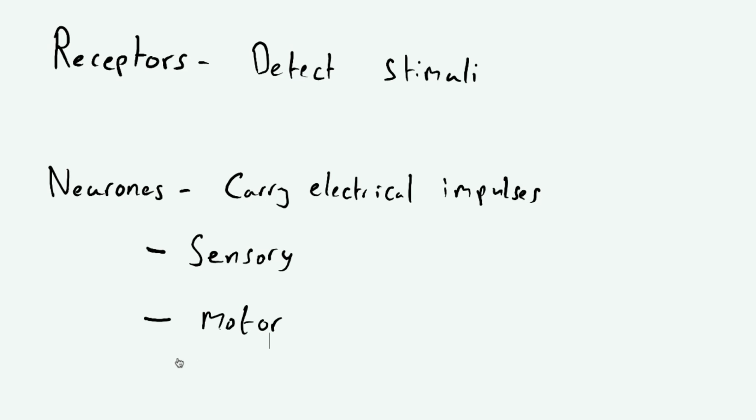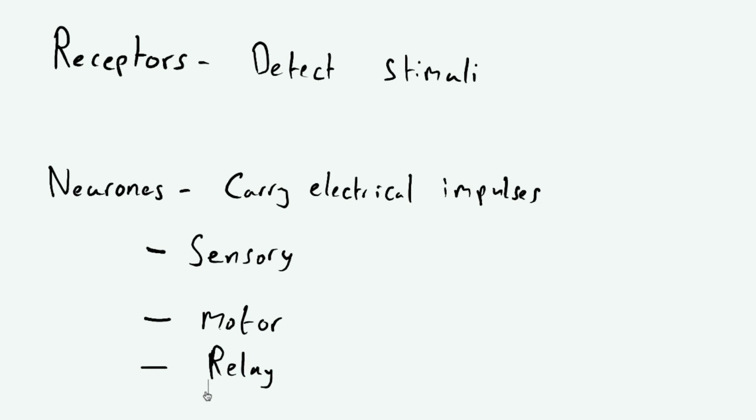Now the last kind are the relay neurons. Now these aren't always involved. Sometimes they are. They're involved in reflexes. We're going to come onto that in another video. But basically a relay neuron, as it sounds, carries an impulse from one neuron to another.